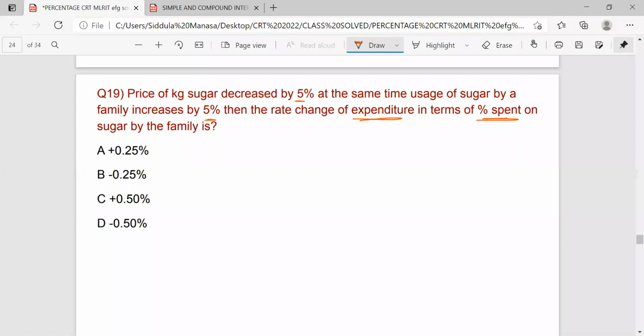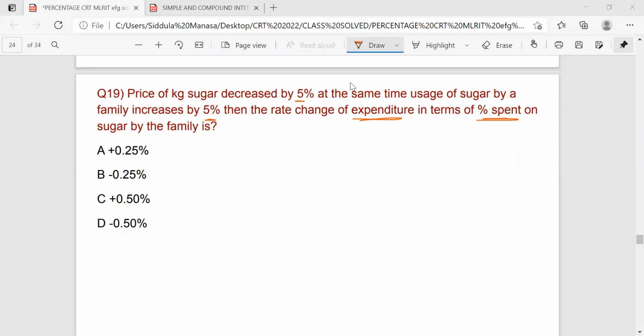Yes, students, I'm waiting for your options. Okay, so option choice B saying, option choice D saying, option choice A.